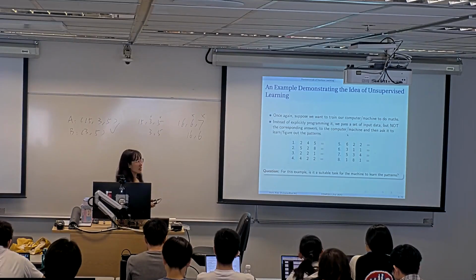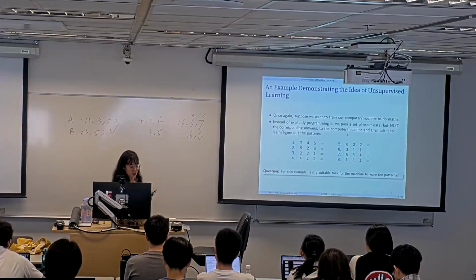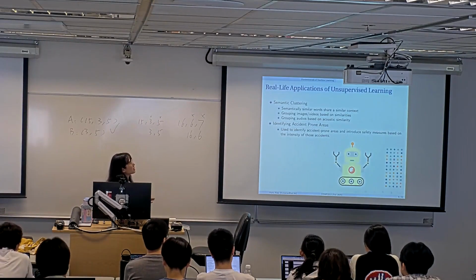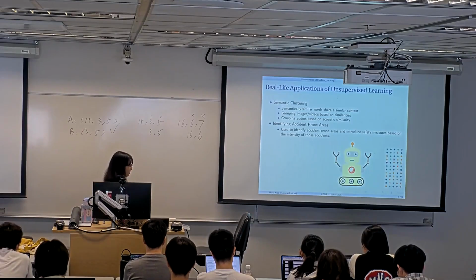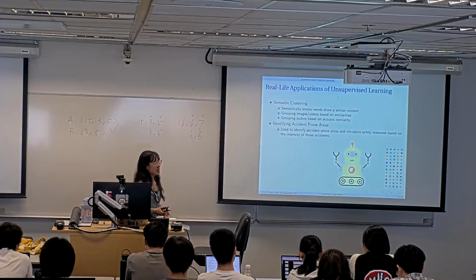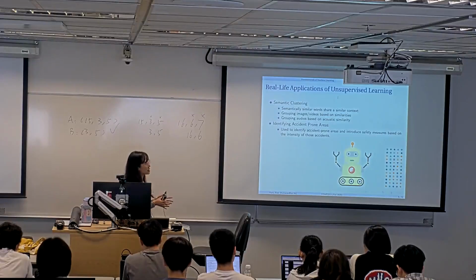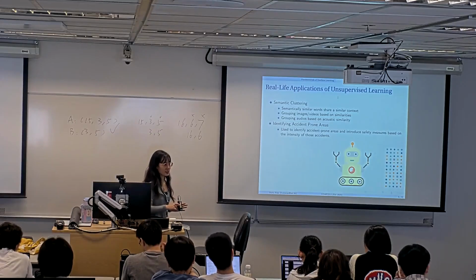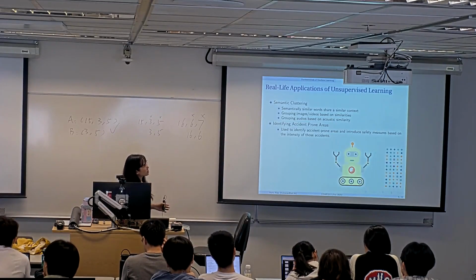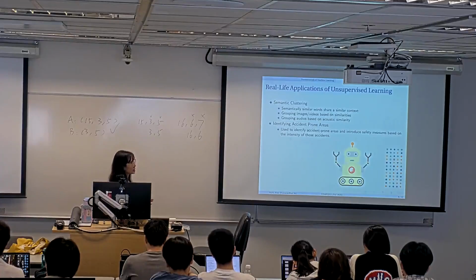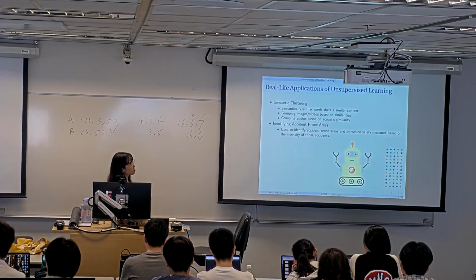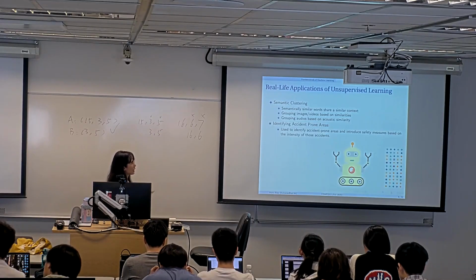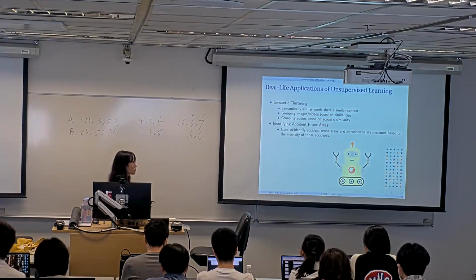Yeah, very good that you already get these ideas and find that it's definitely not suitable to do this. Some real-life applications of unsupervised learning: semantic clustering, where semantically similar words share a similar context so that we can group these similar words together. We can also group images or videos based on their similarities, and group audios based on acoustic similarity. And we can also use unsupervised learning for identifying accident-prone areas. This is a real-world application.